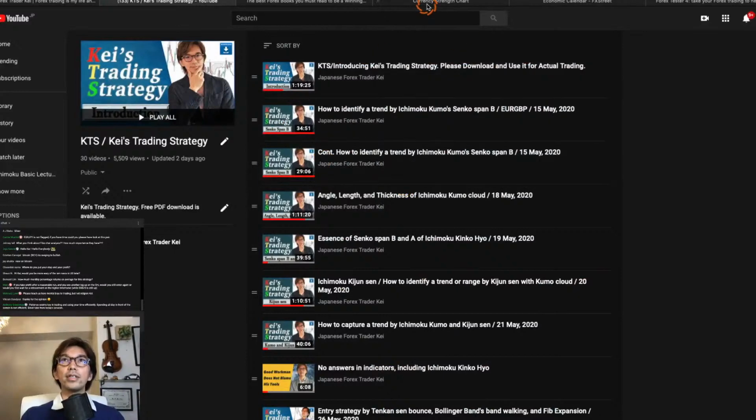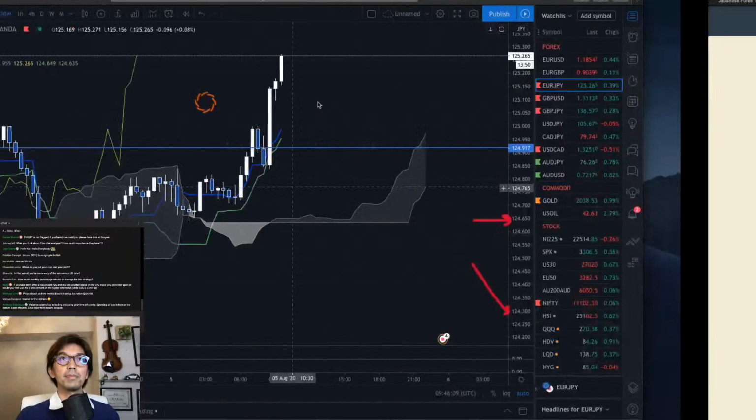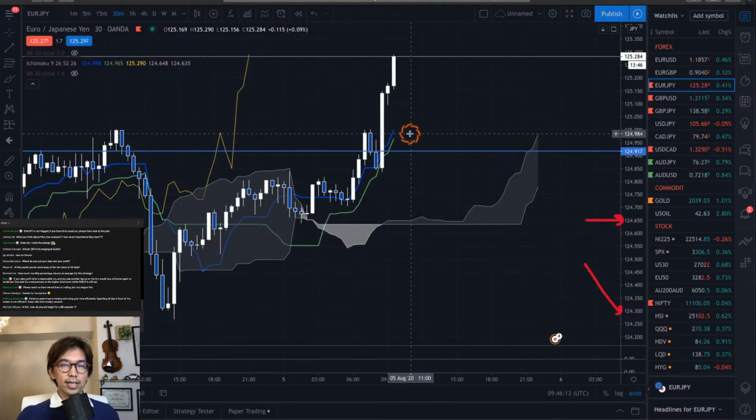Yeah, Euro JPY, right? Hold on. Let me see what's making this move. So Euro is the red one, JPY is the light blue. So yeah, JPY is very weak today and Euro is kind of flat. So I can see that this bullish trend on Euro JPY is caused by the weak JPY. So I think other JPY crosses are also going up, I'm expecting. But yeah, Euro JPY is a beautiful uptrend right now.